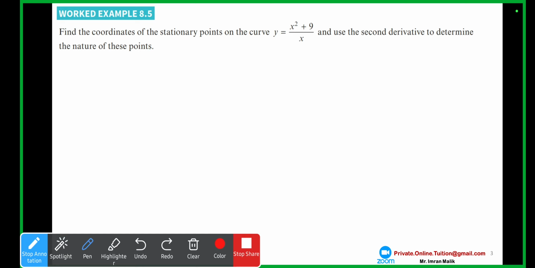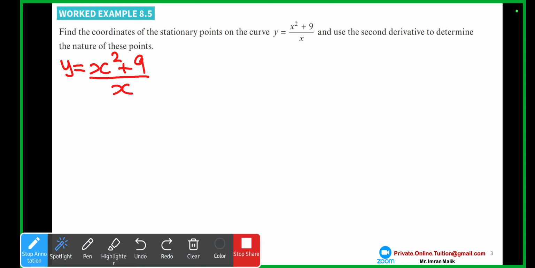The question demands that we need to find the coordinates of the stationary points. This is the first thing which we need to find out. And once we have found those, then we will use the second derivative to determine the nature of these points. So let's start with differentiating this equation first so that we can find the stationary points. So y is equal to x squared plus 9 over x.